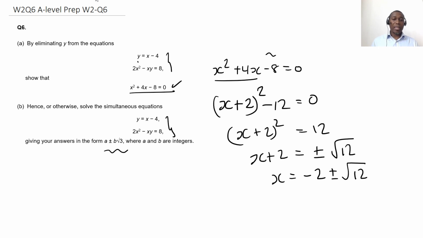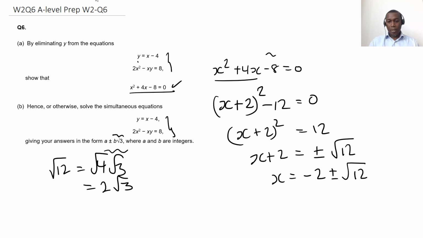And if we simplify, using our knowledge of surds, root 12 is the same thing as root 4 root 3, and root 4 is 2. So that root 12 is 2 root 3. Sorted. So what do we have? We have x is equal to minus 2 plus or minus 2 root 3. That's two different values for x.